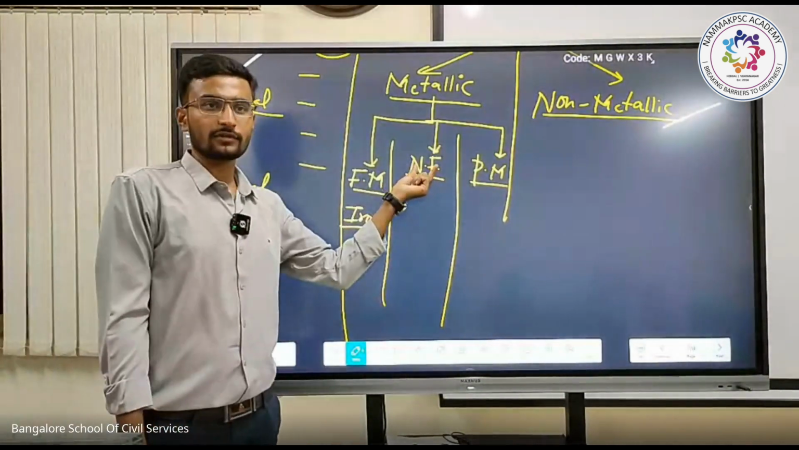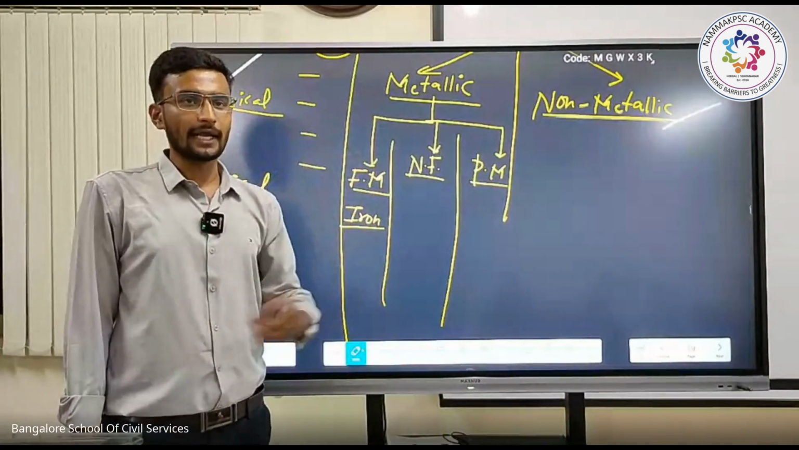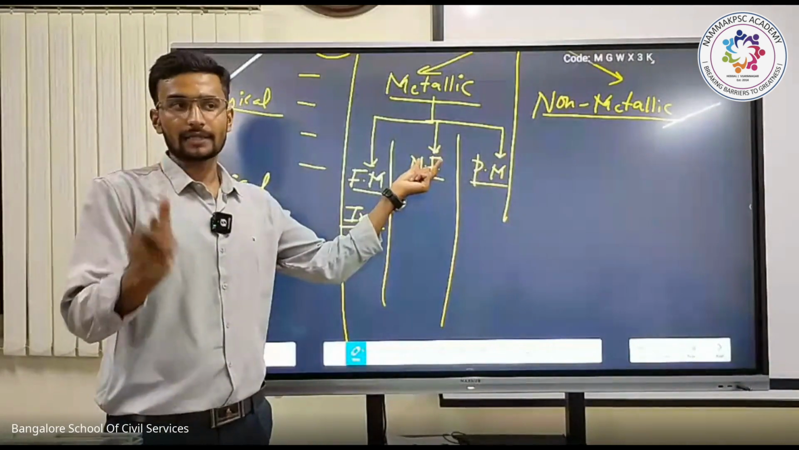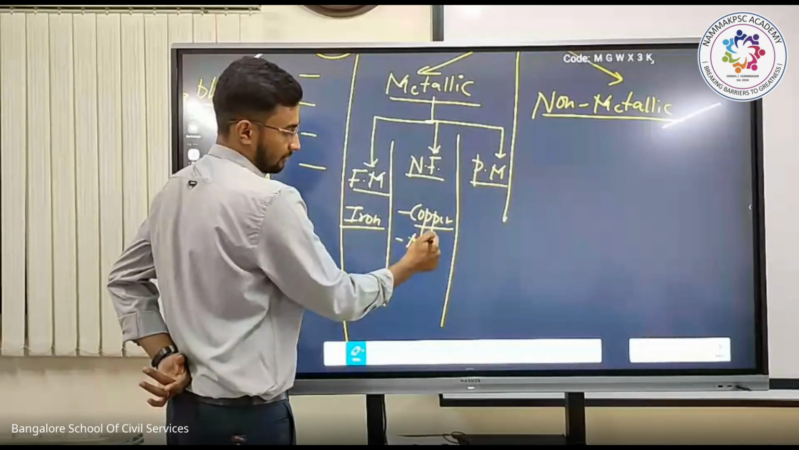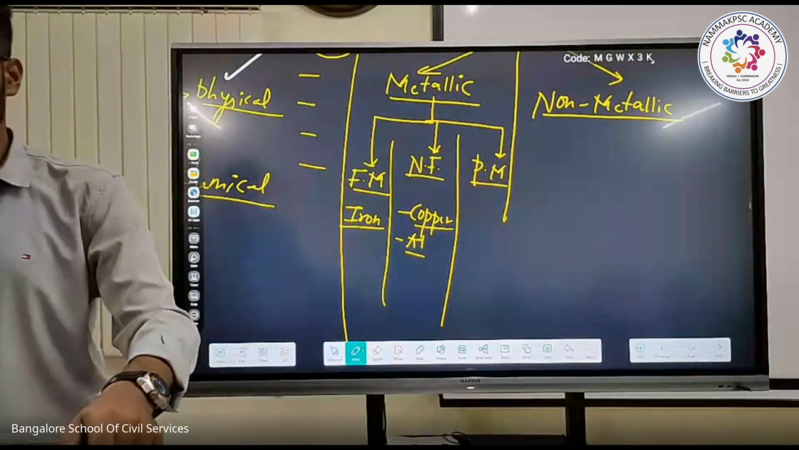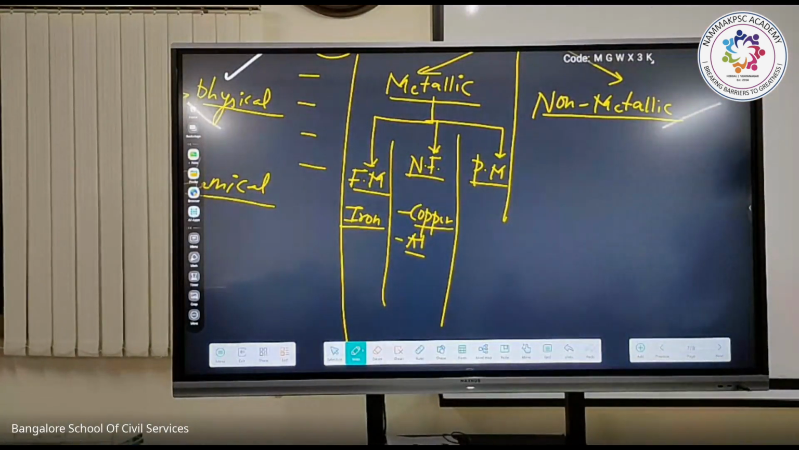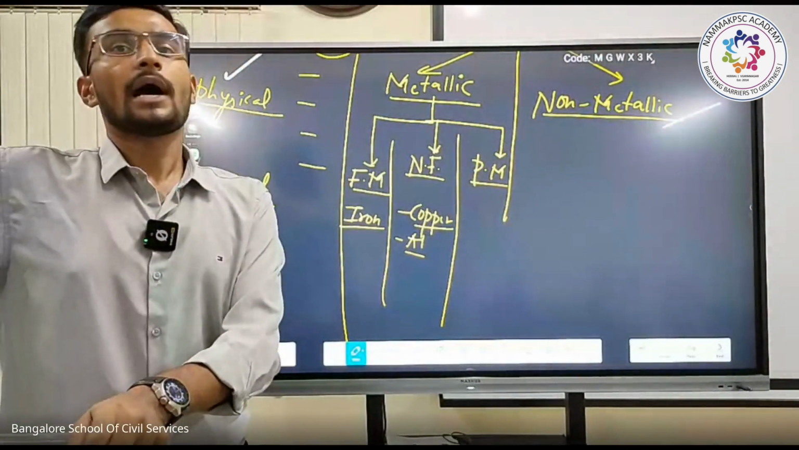The second one, non-ferrous, contains metals other than iron. Examples: copper, aluminium, bauxite, zinc, tin. The third one is precious metals, which are highly valuable or costlier. Examples include gold, silver, platinum.